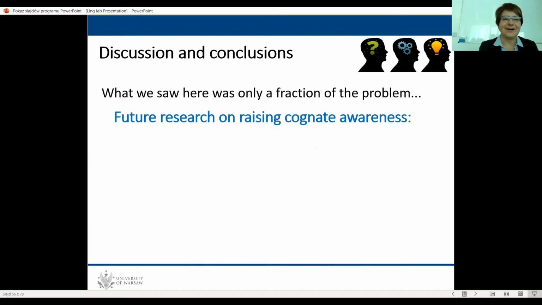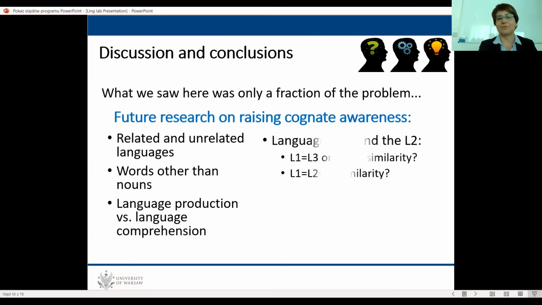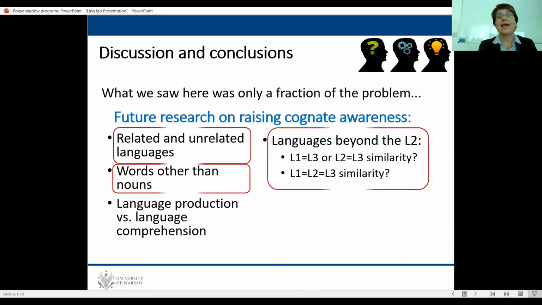We decided that future research on raising cognitive awareness should focus on maybe some other languages, maybe words other than nouns, because we only had nouns here. Language production, language comprehension, and also languages beyond the second one. So different types of similarity, because if you go for more languages, you will have different types of similarity. Similarity across the first and the third language, maybe across the second and the third language, or maybe across 3 languages. And yes, exactly, this is what we're doing right now.